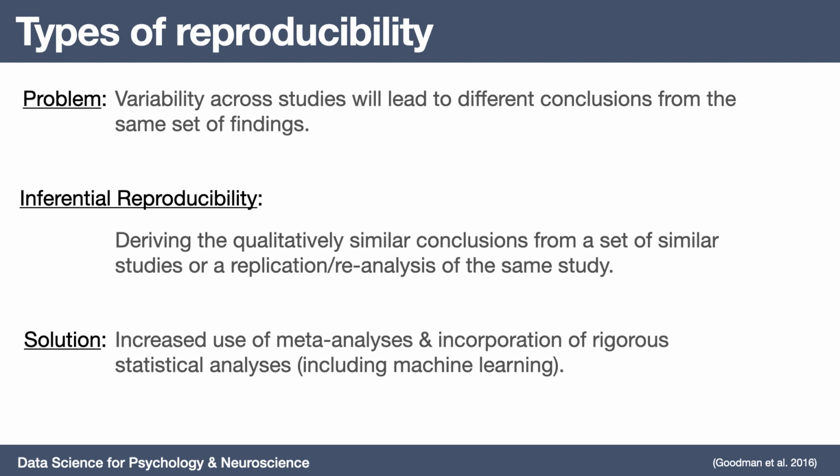And often the solution is the use of meta-analytic techniques and the incorporation of rigorous statistical analyses, including machine learning, that can aggregate across studies in order to find reliable directions and magnitudes of effects. So we have the concept of reproducibility expanded out to methodological reproducibility, results reproducibility, inferential reproducibility. And at every stage, we can find problems in the scientific culture of attaining reproducible results.